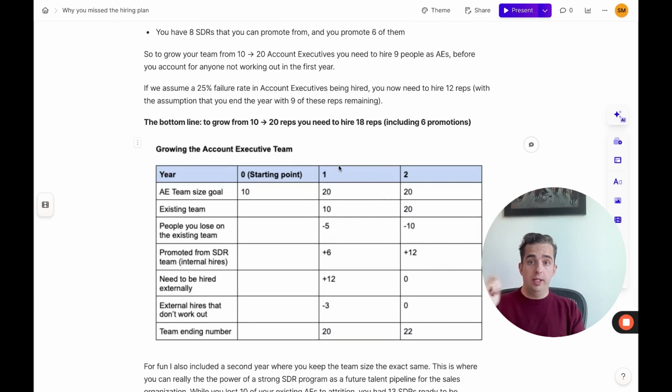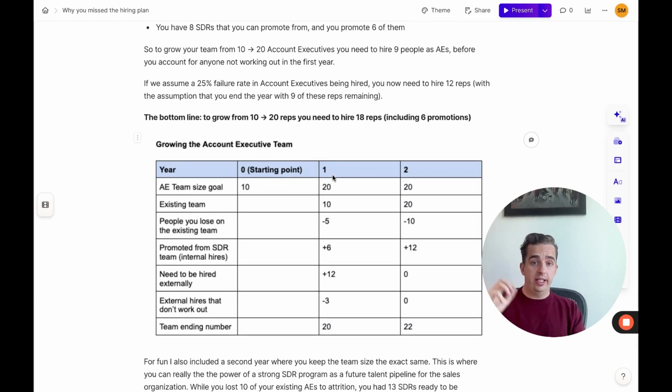Now, if we assume that 3 out of 4 of our account executives are going to succeed, we need to hire 12 reps, right? So to grow from 10 to 20 account executives, we need to hire 18 reps. The good news is 6 of them are going to come through our SDR team.